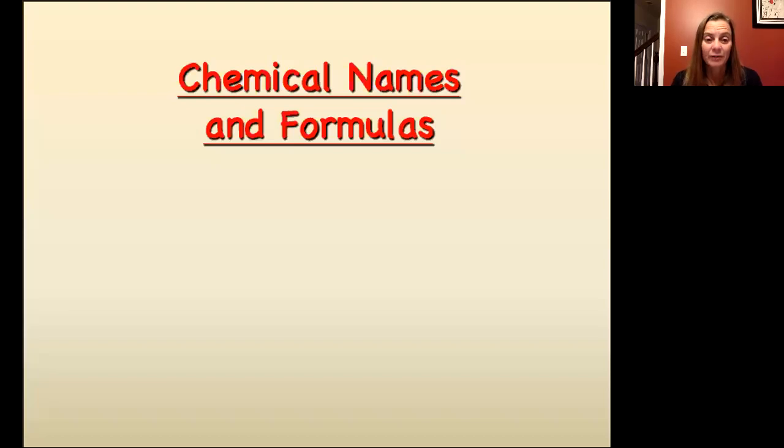Welcome back to our flipped chemistry classroom. We're continuing our conversation about nomenclature today, and we're continuing to talk about ionic compounds. We've been talking about binary ionic compounds that contain one metal and one non-metal. Now we're going to move into a conversation about polyatomic ions.